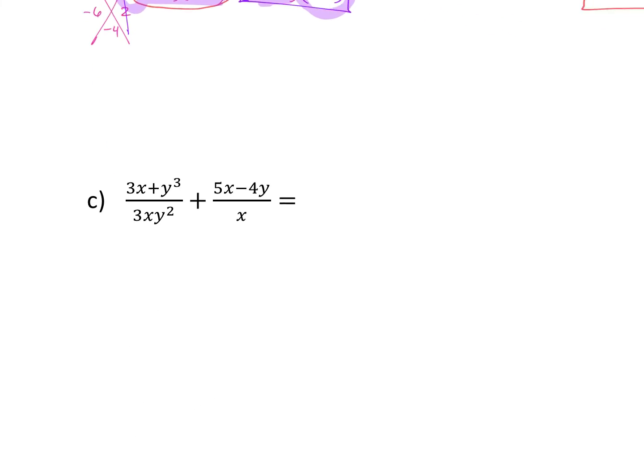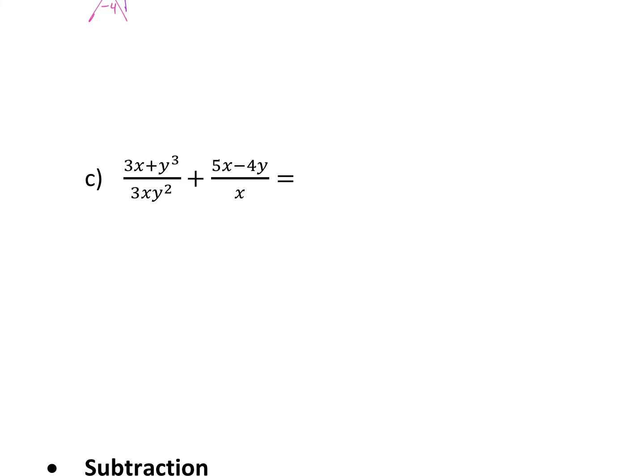Okay, why don't you try this one? See what you can do. Notice these are all monomials in the denominator now. There's no binomial, there's no factoring involved. So it's really just multiplying by something. Here's your hint: you're only going to multiply one side. Your common denominator is already visible there. See if you can figure that out.